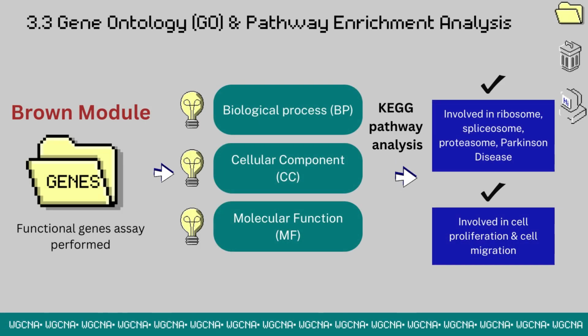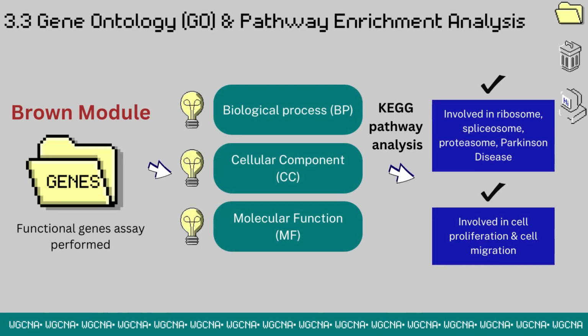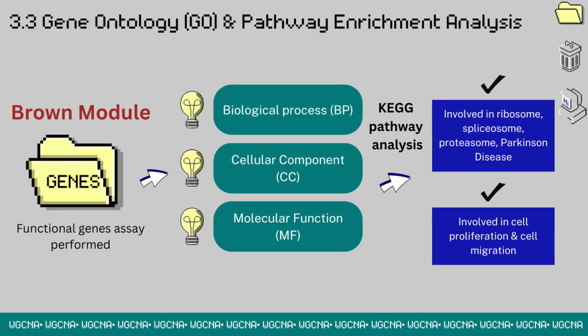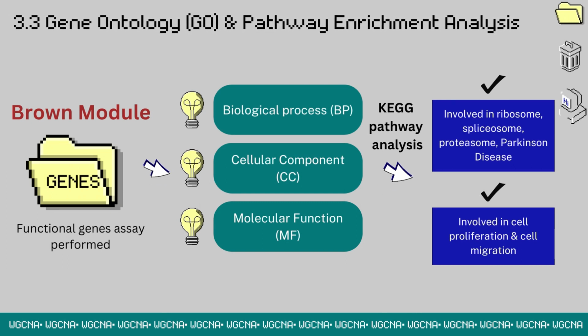Under gene ontology and pathway enrichment analysis, the brown module, having significant activity of metastasis, was utilized by performing a functional genes assay. These genes were then grouped into 3 functional groups: biological processes (BP), cellular component (CC), and molecular function (MF). Then, these groups underwent the Kyoto Encyclopedia of Genes and Genomes (KEGG) pathway analysis that identified that these genes were involved in ribosome, spliceosome, proteasome, and Parkinson's disease. These results also show that the genes in this module are involved in cell proliferation and cell migration.